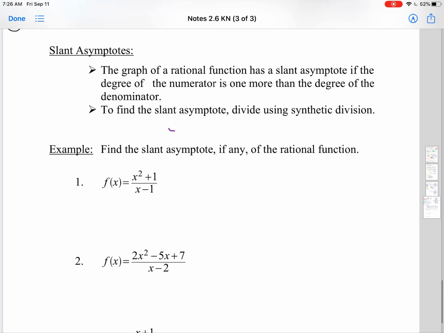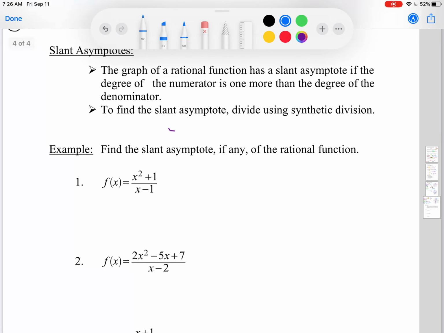All right. And the last section of these notes is slant asymptotes. Okay, definition is listed here. The graph of a rational function has a slant asymptote if the degree of the numerator is 1 more than the degree of the denominator. So that's the only time we're going to have a slant asymptote, if the exponent is exactly 1 more than the exponent down below.